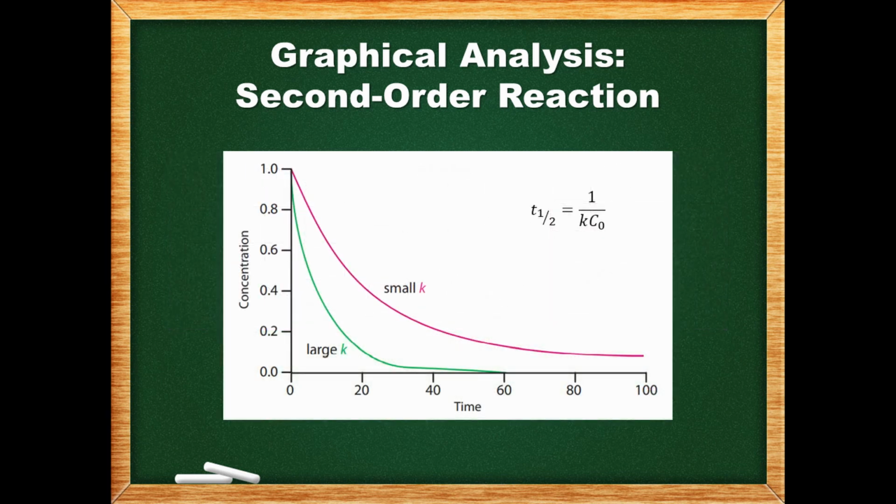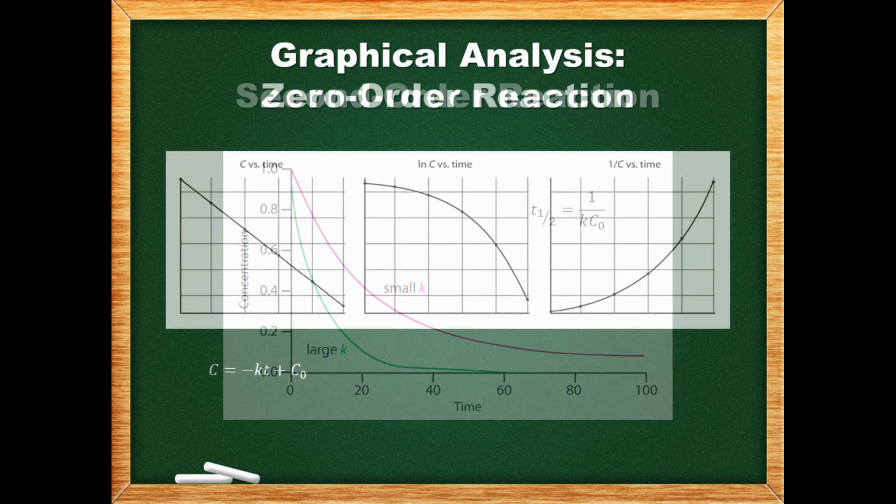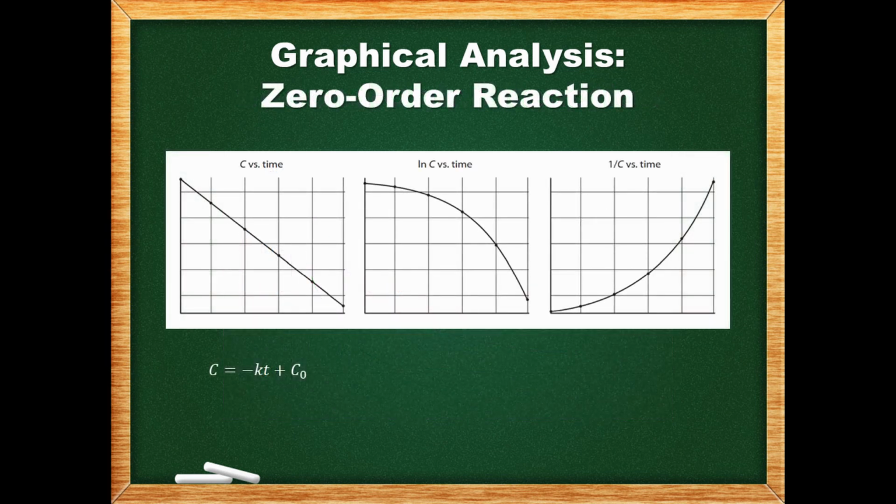This graph shows a concentration versus time for a second-order reaction. The half-life is inversely proportional to the rate constant. We can see that a larger rate constant results in a faster reaction and shorter half-lives. The relationship between concentration and time for a zero-order reaction is simply a straight line graph with a negative slope. The absolute value of this slope is equal to the rate constant for the reaction.